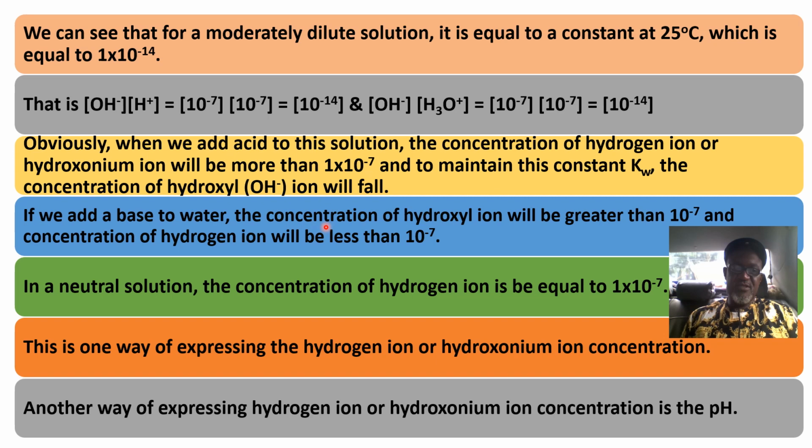So if we add a base, the concentration of hydroxyl ion will be greater than 10 to the minus 7, and the concentration of hydrogen will be less, reduced. In a neutral solution, the concentration of hydrogen ion is equal to 1 times 10 to the power minus 7. This is one way of expressing the hydrogen ion or hydronium ion concentration. Another way of expressing hydrogen ion, hydronium ion concentration is the pH.